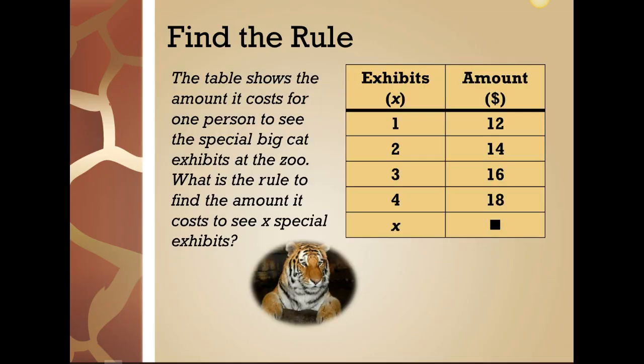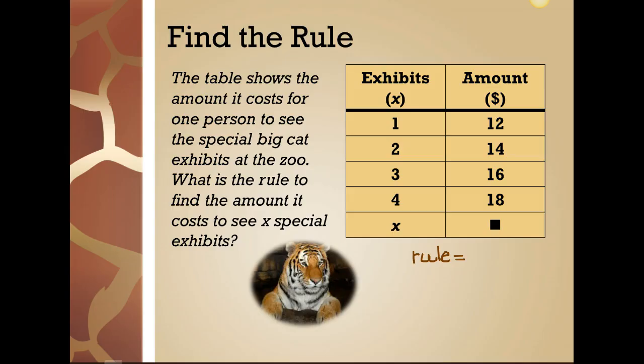The table shows the amount it costs for one person to see the special big cat exhibits at the zoo. What is the rule to find the amount it costs to see x special exhibits? I'm guessing that we're probably going to have some type of admission price plus a cost per exhibit, but let's look at our table to find out.